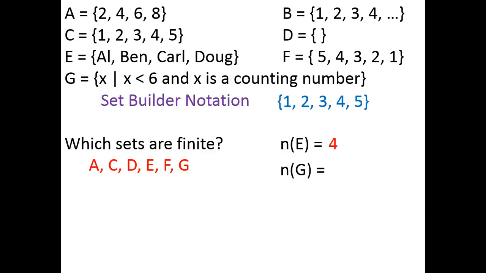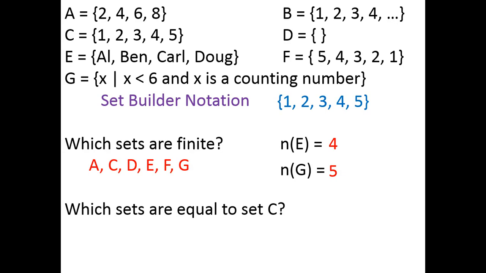So the number of elements in set G, well, set G is written in that set builder notation, but if we look at 1, 2, 3, 4, 5, which is a different way to write set G, we can see that the number of elements in set G is 5.